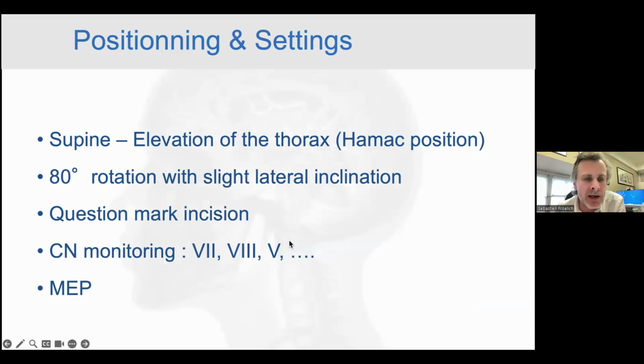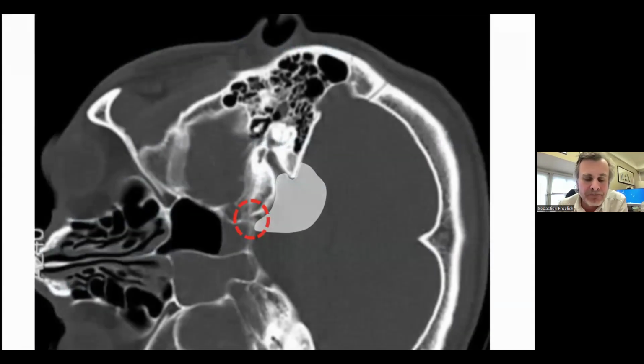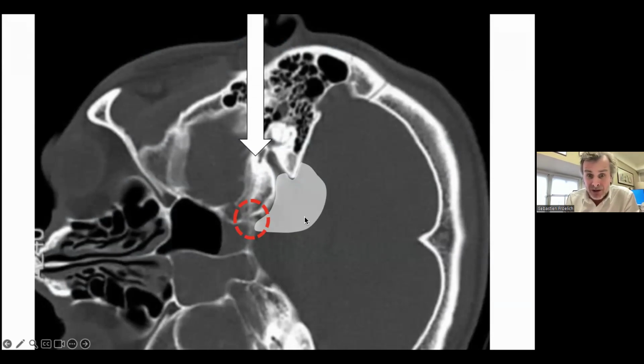What is the position I use? Supine, head rotated, question mark incision. I monitor the cranial nerves if needed, and I use IME if needed. The rotation can be 80, 70, or 90 degrees. It depends on your target. Here, it's a 90-degree rotation for a petrosectomy meningioma.